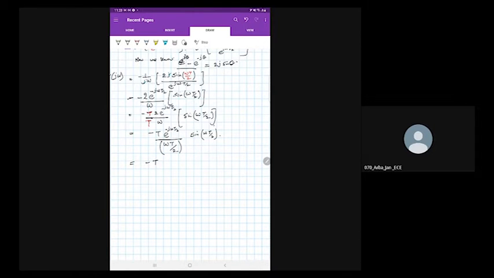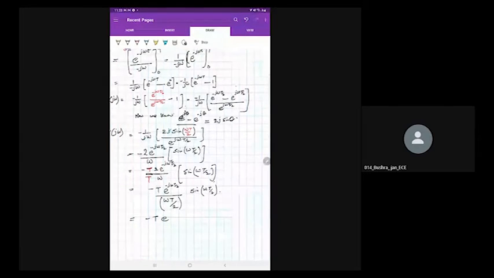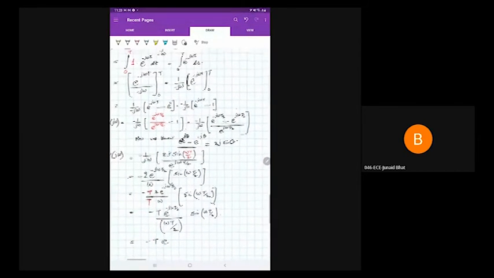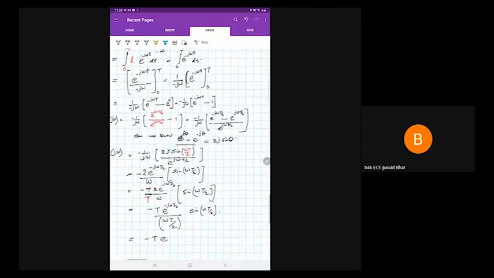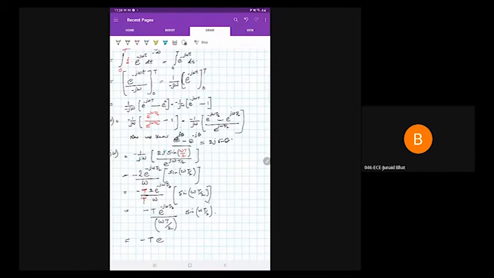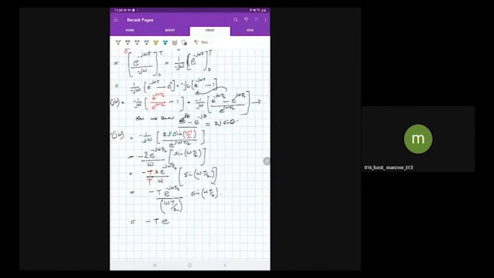Sir, in the equation, e raised to power j theta minus e raised to power minus j theta, a minus will be common. We'll take a minus common in this equation. Very correct. I had not taken the minus common. So I'll change it here.